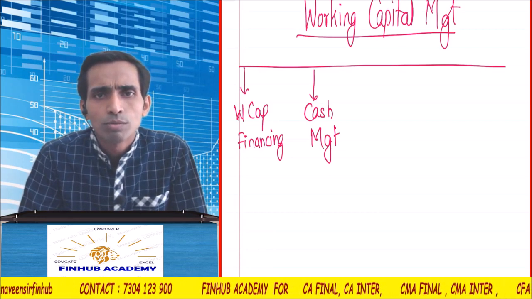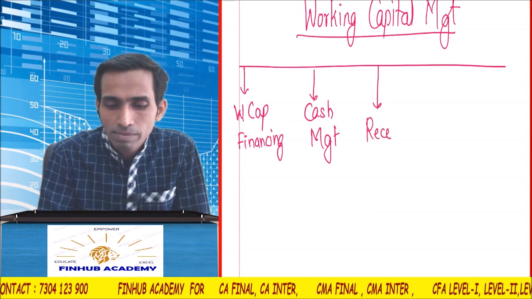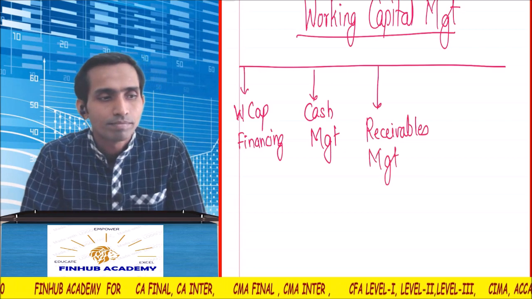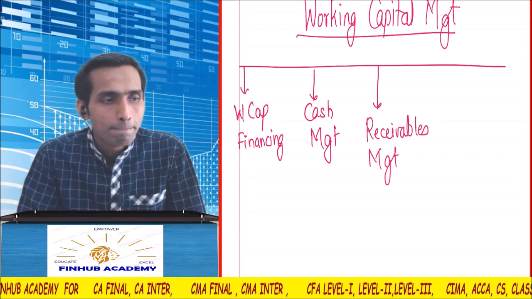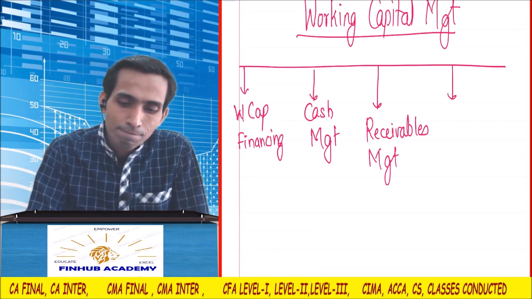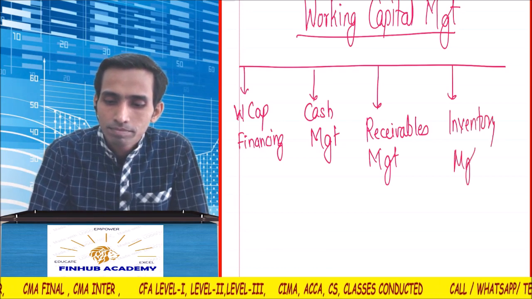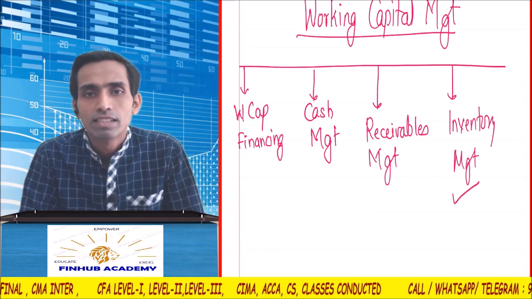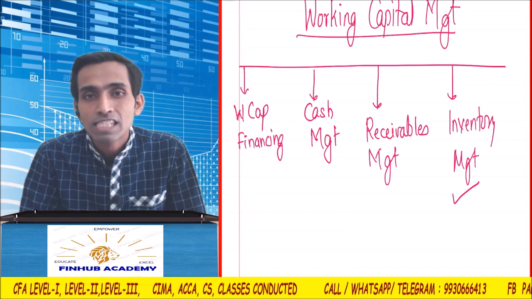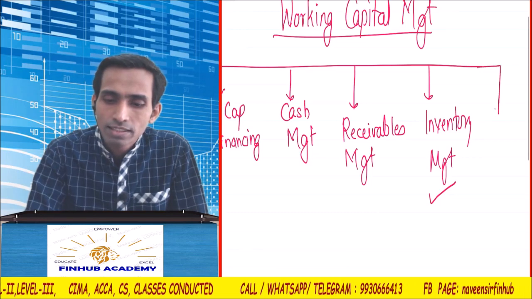How much will be the inflow? How much will be the outflow? Very easy topic. Third is receivables management, or debtors management. Next is inventory management. Now, this is covered in costing. So they never test this part in FM, inventory management, because it is already tested in costing.